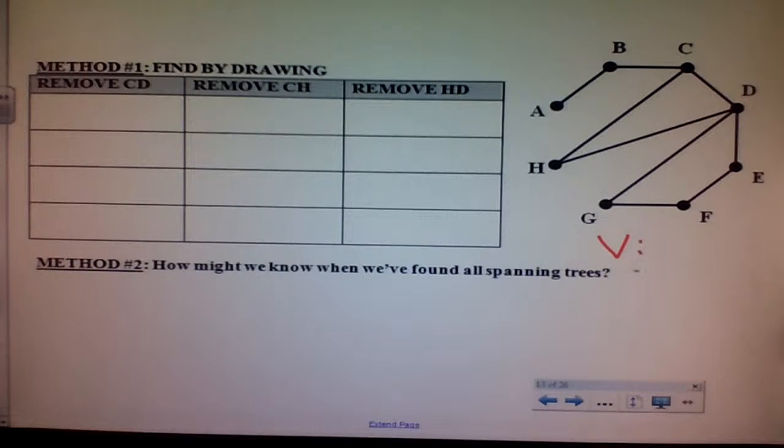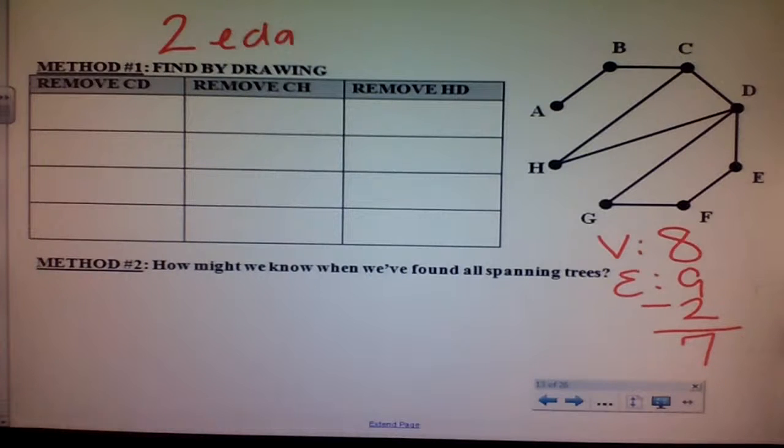All right. So again, let's figure out how many edges I need to remove. I have 8 vertices, and I have 9 edges this time. I need this to drop to 7. So how much do I have to remove? 2. So we need to remove 2 edges.